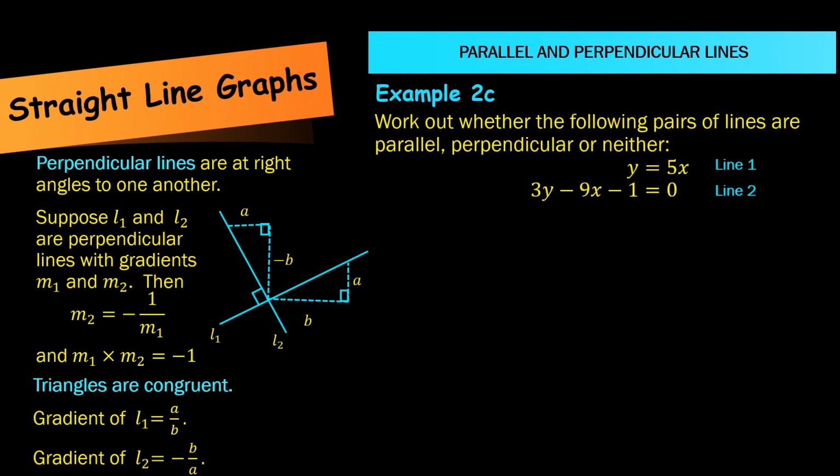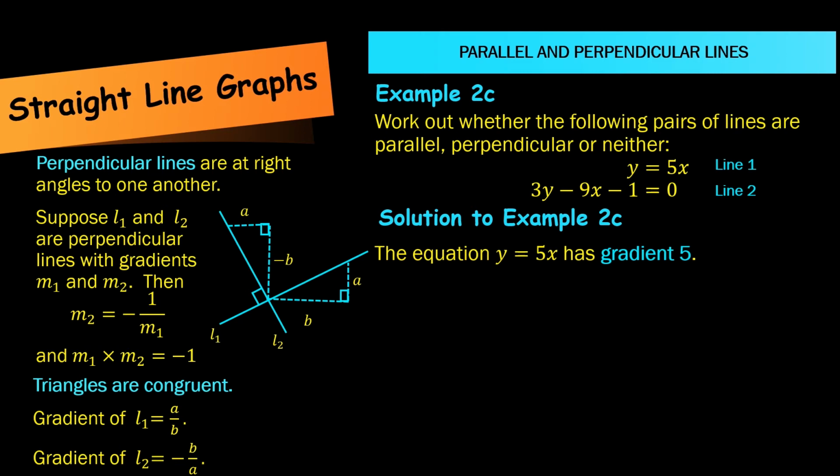Now let's take a look at example 2c. Work out whether the following pairs of lines are parallel, perpendicular, or neither. Line 1 is given as y equals 5x, and line 2 is given as 3y minus 9x minus 1 equals 0. So let's solve this.